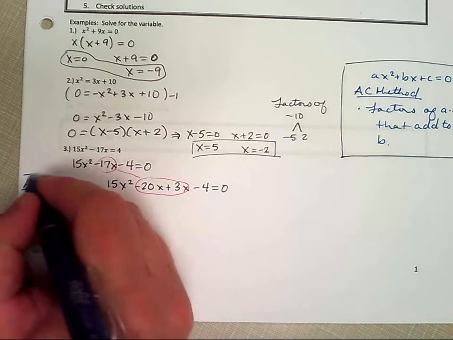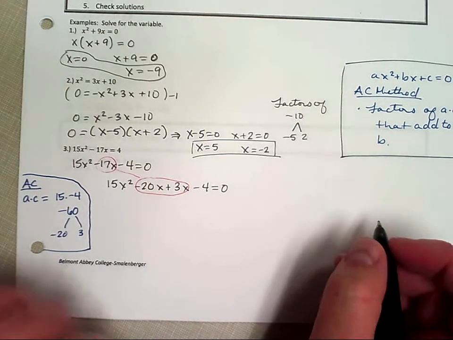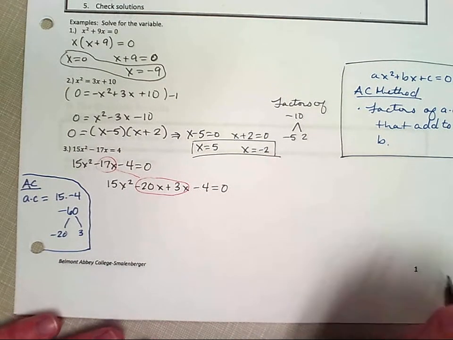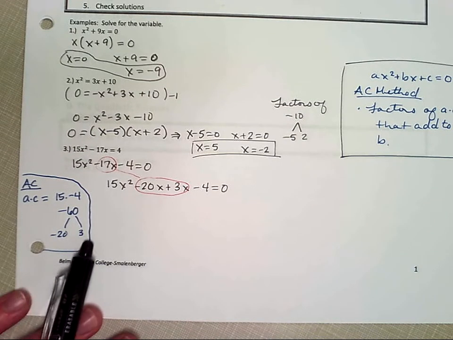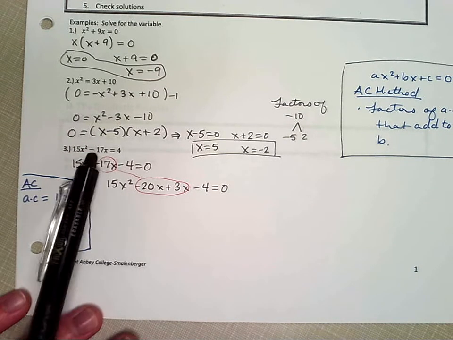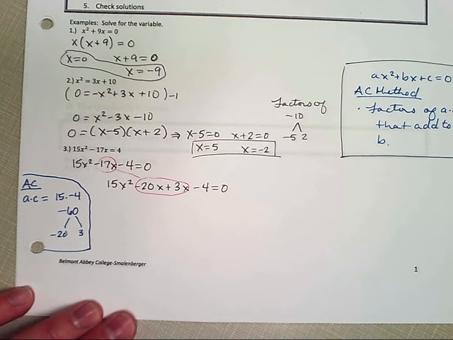So here's my AC method. Figured out my factors of A times C that add to B, and I use those to rewrite B. Okay? Does everybody see that? Yes? Okay, does anybody know what to do now?